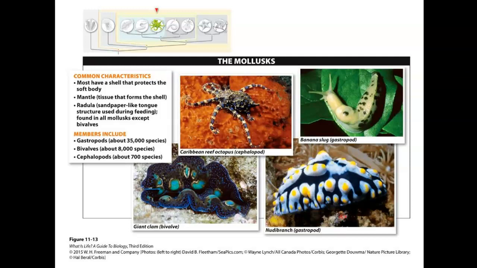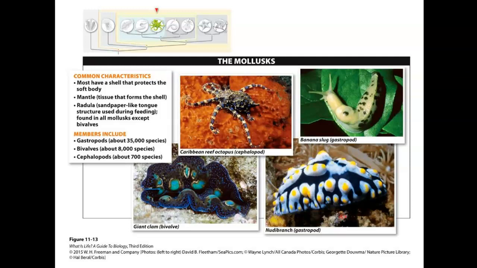Mantle is going to be a covering that partly surrounds the visceral mass. It's going to secrete a calcium carbonate used to form a shell and may help develop gills or lungs for that animal. Some of them will have a foot, and that's simply going to be a muscular tissue that's adapted for locomotion, attachment, food capture, or a combination of all of those.